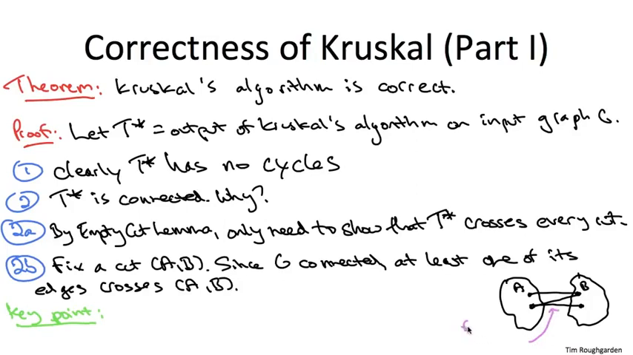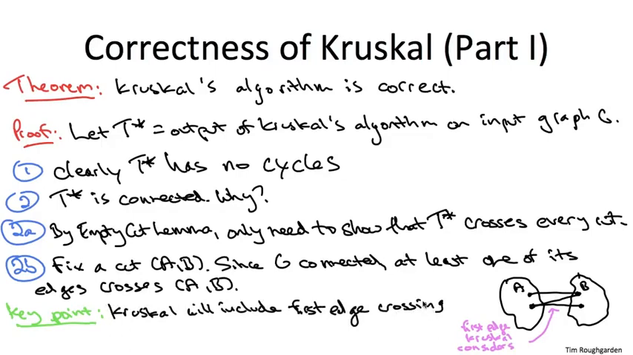So think about this cut (A, B), which has at least one edge of G crossing, and fast forward Kruskal's algorithm until the moment that it first considers an edge crossing this cut (A, B). The key claim is that this first edge seen by Kruskal's algorithm is definitely going to be included in the final output T*. So why is this true?